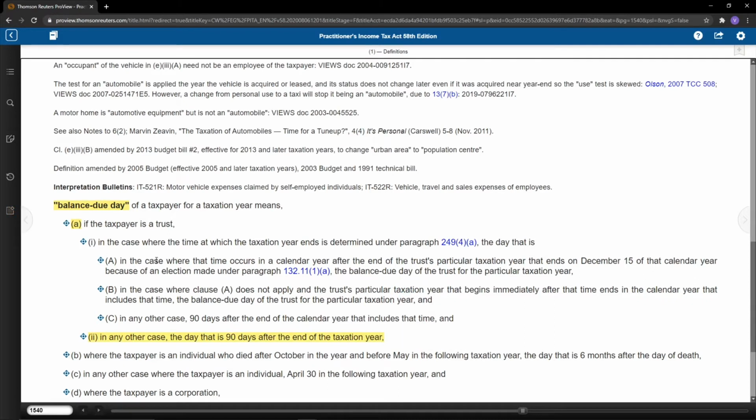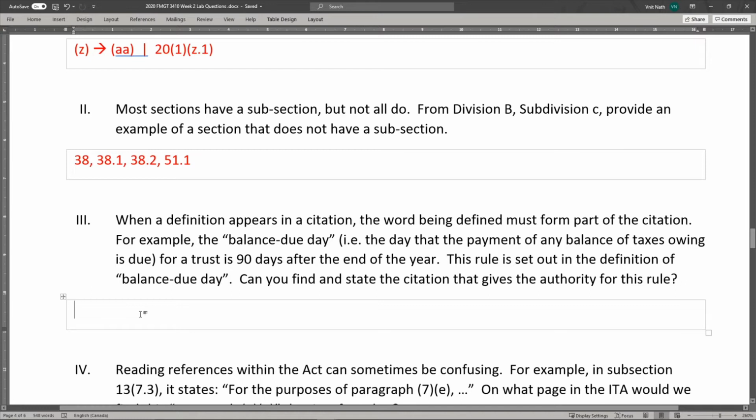So take a look at how this citation is going to look. We know that we are in section 248, subsection 1. Then we must write out the term, balance due day. After that, we will write out the rest. Paragraph A, subparagraph 2 is where the rule that we are looking for resides. This means we can go back to the question and we can answer it as follows. Section 248, subsection 1, balance due day, paragraph A, subparagraph 2.